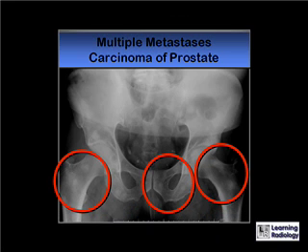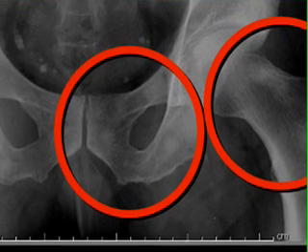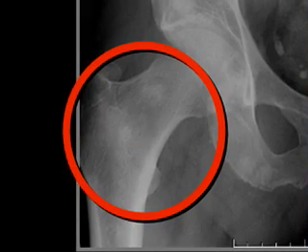This is an example of multiple hematogenously disseminated metastases from carcinoma of the prostate. We see osteoblastic metastatic deposits in the left femur, in the left pelvis, and in the right femur.